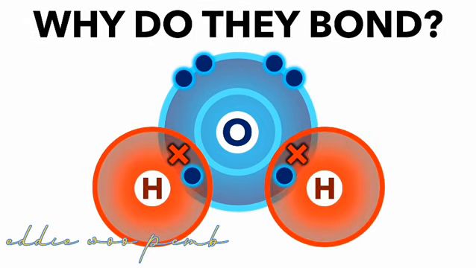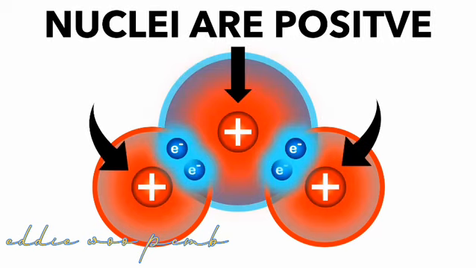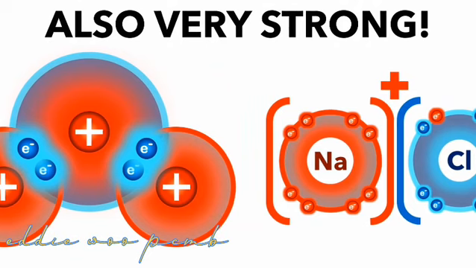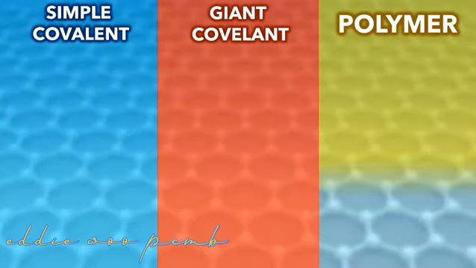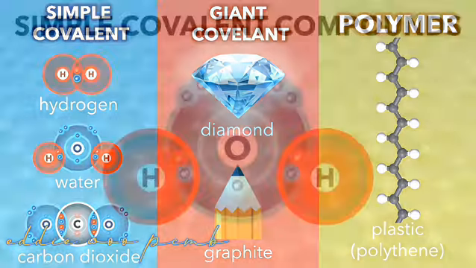So where does the bond come from? The shared pairs of electrons are negative, and the nuclei of all atoms are positive. The attraction between them is the covalent bond, and like ionic bonds, they are very strong. Water is one of 3 kinds of covalent compound, called a simple covalent compound.